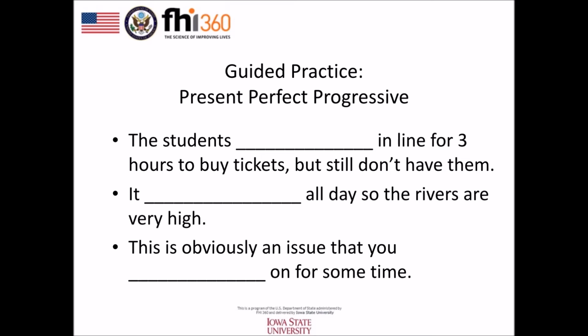Third, this is obviously an issue that you something on for some time. This is obviously an issue. What do you do with an issue? Something on, a verb that works with on. Work. This is obviously an issue that you work on for some time. No, present perfect progressive. This is obviously an issue that you have been working on for some time.